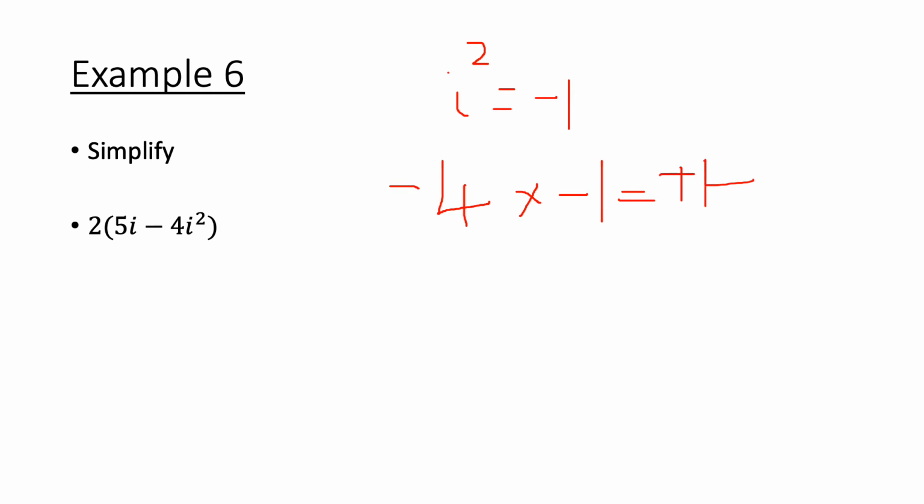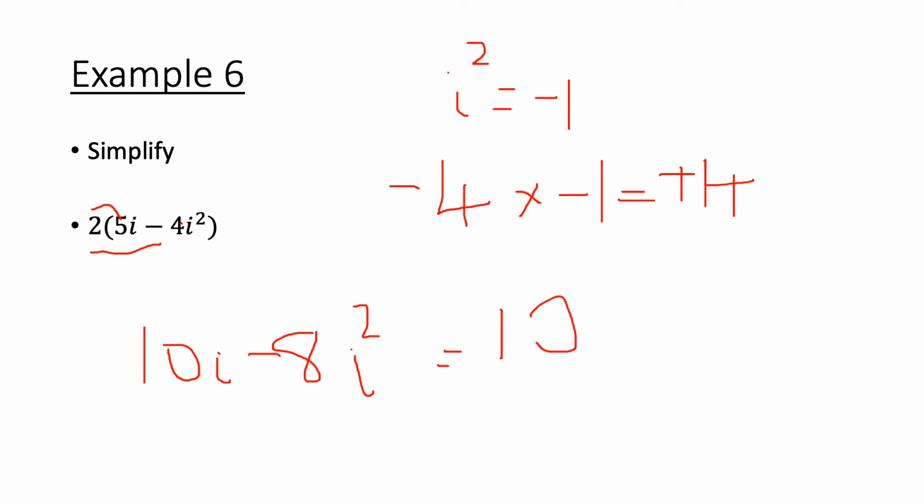So I get 2 times 5i, so expanding my bracket, I get 10i. And then I get minus 8i squared, which becomes positive 8, because I've said before, so this becomes plus 4 here. So it becomes 10i plus 8. So 2 times plus 4 is plus 8. So 10i plus 8, or 8 plus 10i. It doesn't really matter which way around you do it.